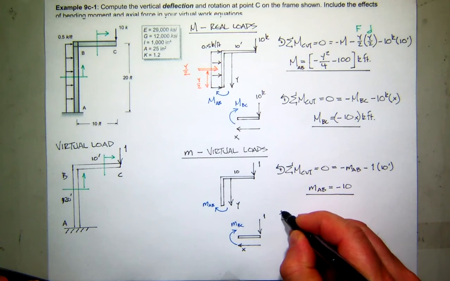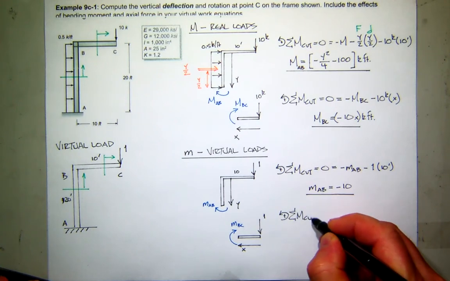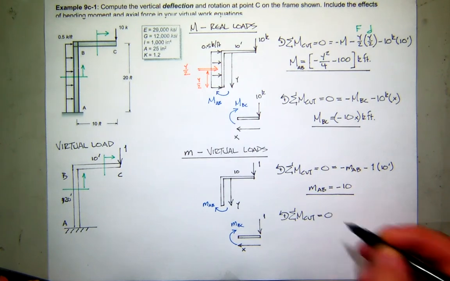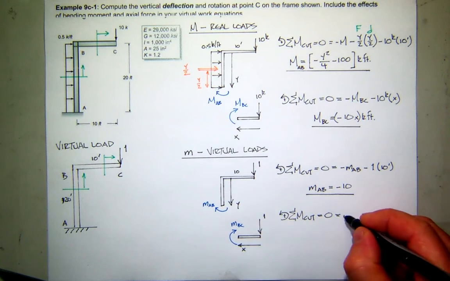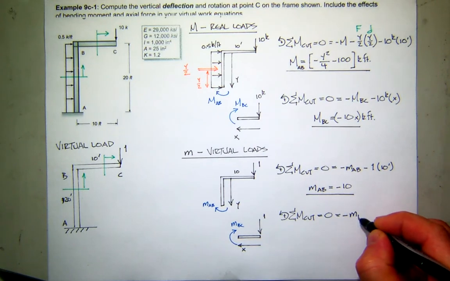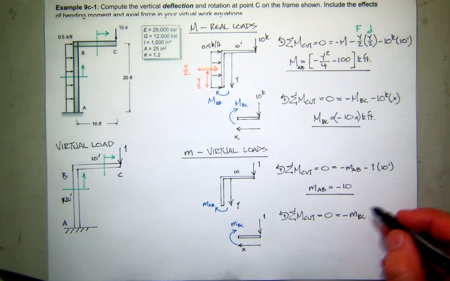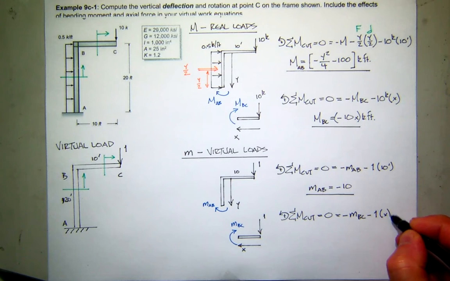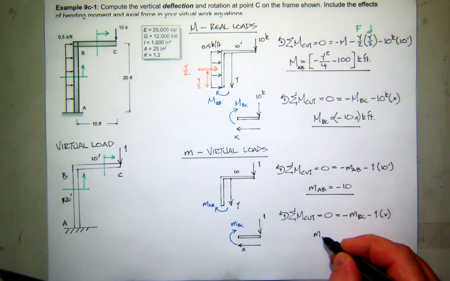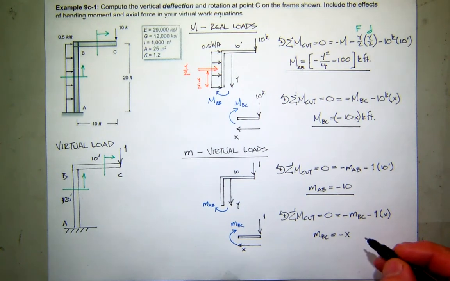So again, we'll sum our moments at the cut. We're in equilibrium using right-hand rule. So what do I have? Well, internal, my moment is negative, the moment in BC. And then about this cut, I have the moment produced by the virtual load, which is also negative. Force is 1, distance is x. So my virtual moment in BC is equal to negative x.